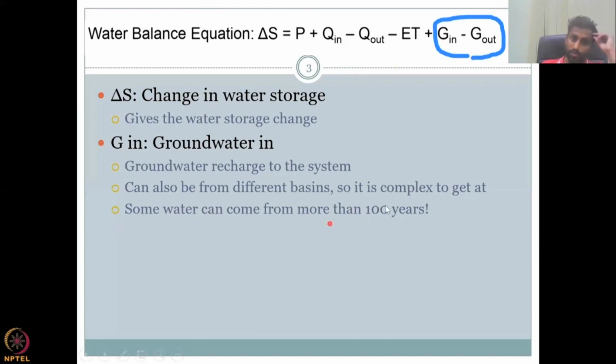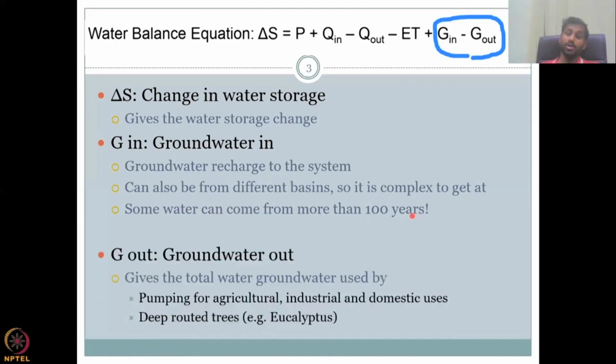Some water can come from more than 100 years / kilometers. 100 years means it took 100 years to travel. So think about how far it should have traveled without all these disturbances to get into the system. So that is your groundwater in, which in this class we'll be looking at as recharge.